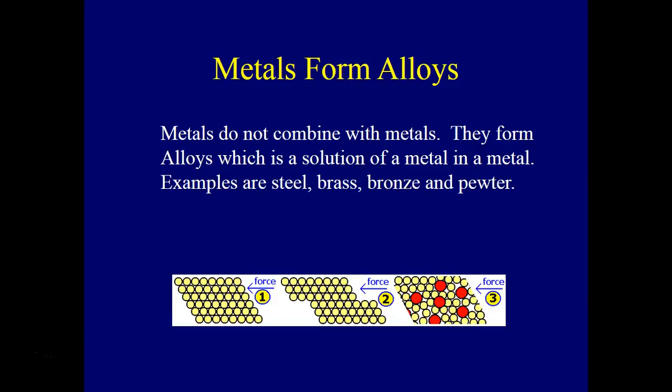Metallic bonding also allows metals to form alloys, which means metals don't actually combine with other metals. They form alloys, which is a solution of a metal inside a metal. For example, steel, brass, bronze, and pewter. You've got metallic forces that kind of push the atoms of one apart, allowing the other type of metal to interact.